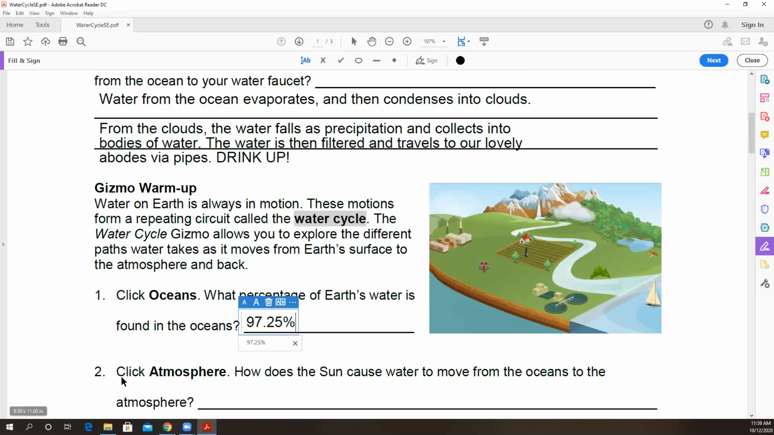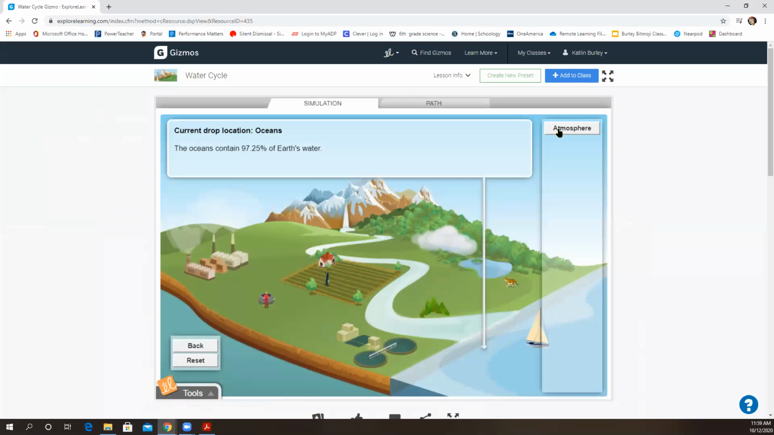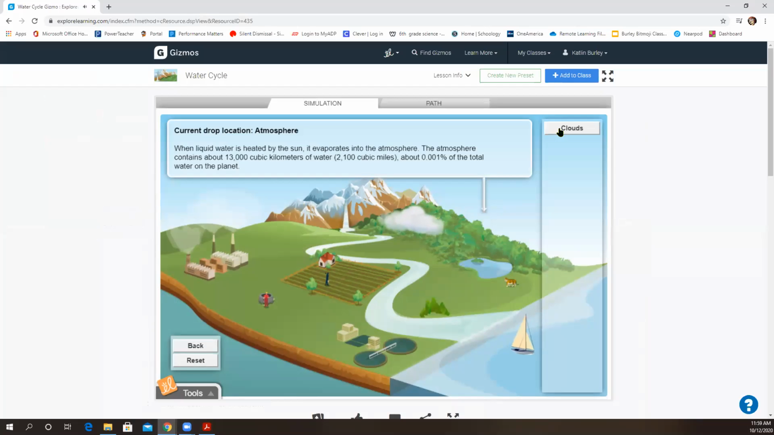Now it wants me to click atmosphere. So I'm going to go back to my Gizmo. I click atmosphere. It asks me how does the sun cause water to move from the oceans to the atmosphere? Can I have somebody read this for me? Somebody at home? Go ahead, Andrew, read what this says for me, please.